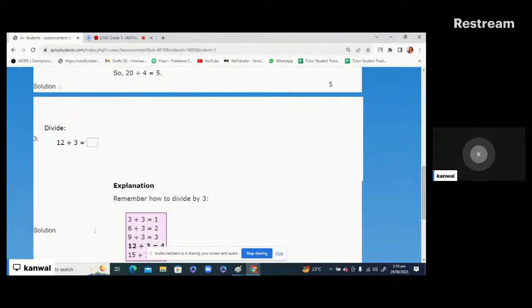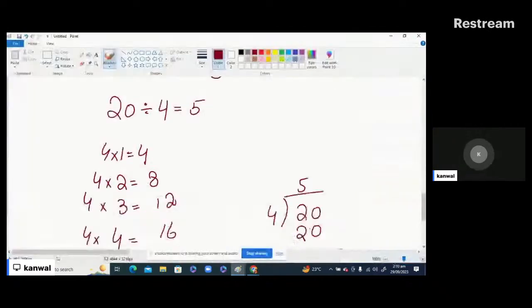So here is 12 divided by 3. This is just the same, 12 divided by 3. So what's the answer when you divide 12 over 3?